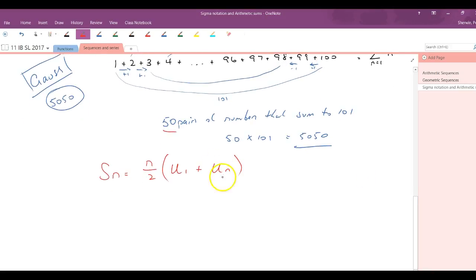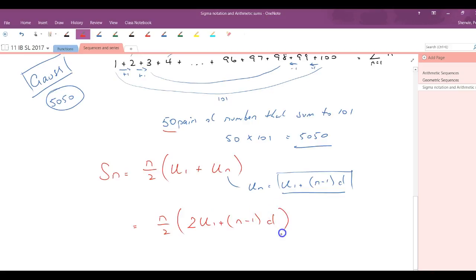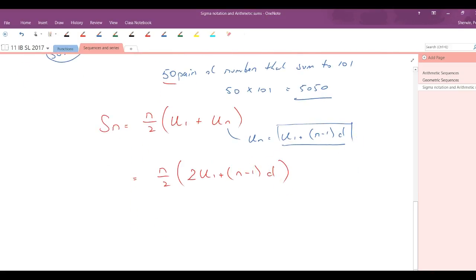Now we haven't always got this un number, so we'll come up with another formula, because we know that un, the nth term, is u1 plus n minus 1 times d. So if I replace un by that, and insert that back in here, we get another formula which is sometimes more useful. So u1 plus this here, we end up with n over 2 times 2u1 plus n minus 1 times d. So they're our formulas to find the sum of an arithmetic series. Let's have a look at an example.